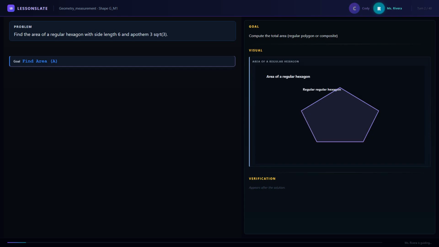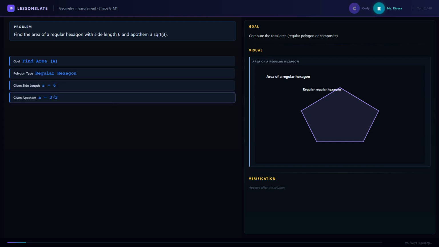It's common to feel that way with regular polygons, Cody, because there are a few ways to approach them, and choosing the most efficient path is key. Let's break down what we know and what we need to find. The problem gives us a regular hexagon with a side length of 6 and an apothem of 3 square root of 3. We need to find the area. Do you remember a general formula for the area of any regular polygon that uses the apothem?